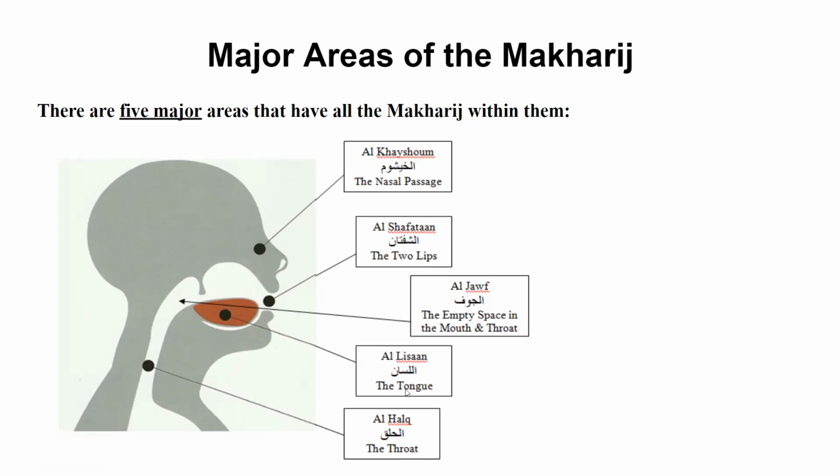Then the fourth major area we have is al-lisan. So al-lisan is the tongue. Here it is pointing to the tongue. This whole entire red area is known as al-lisan, the tongue.